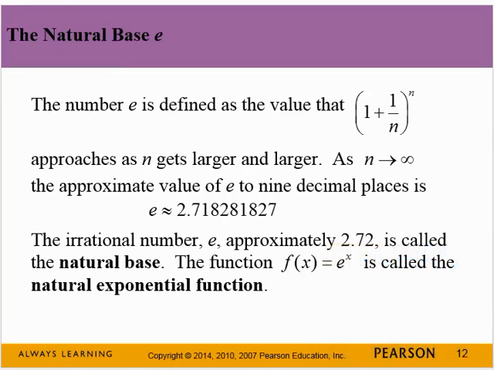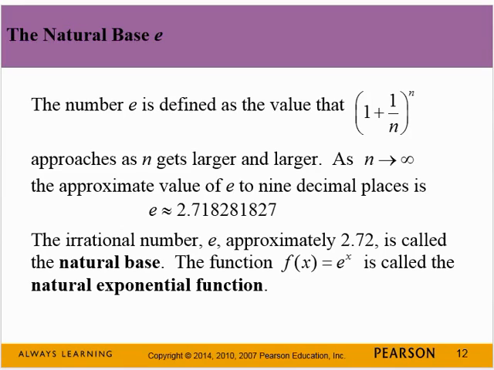So the natural base e. The number e is defined as the value that (1 + 1/n)^n approaches as n gets larger and larger, so as n goes to infinity. The approximate value of e to 9 decimal places is about 2.718281827. You don't have to memorize that number.